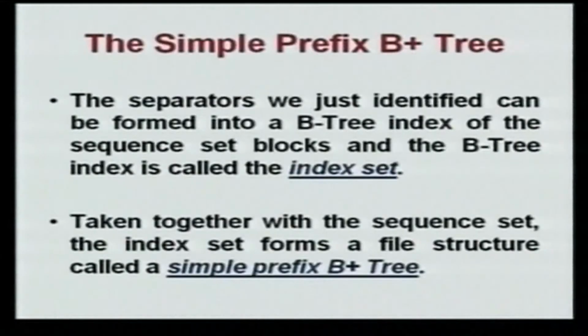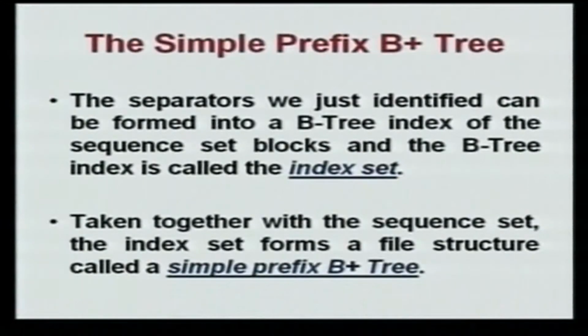We will talk about B plus tree, but we are going to talk first about the fundamental, that is B tree, and then go on to B plus tree. Now, the separators we just identified can be formed into a B tree index of the sequence set of blocks, and the B tree index is called the index set. And along with the sequence set and the index set, it forms a file structure, which you call a simple prefix B plus tree.